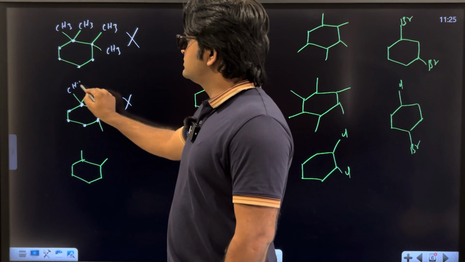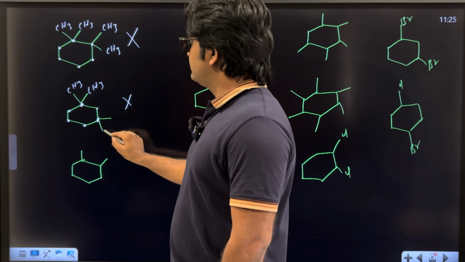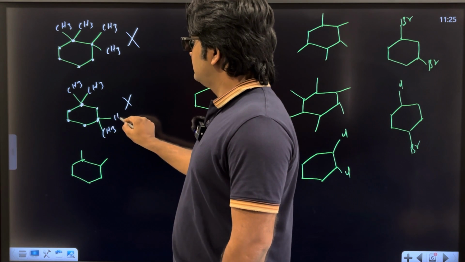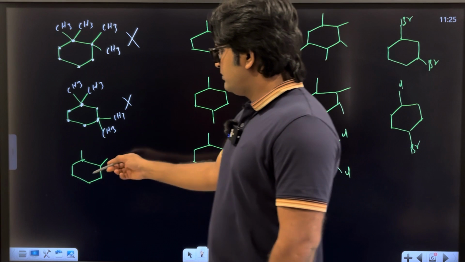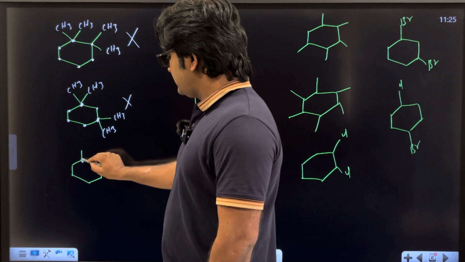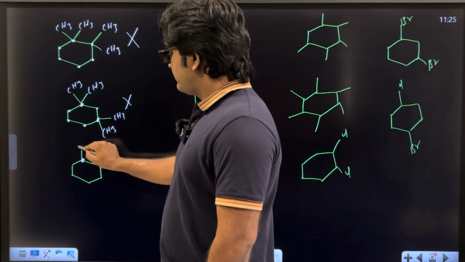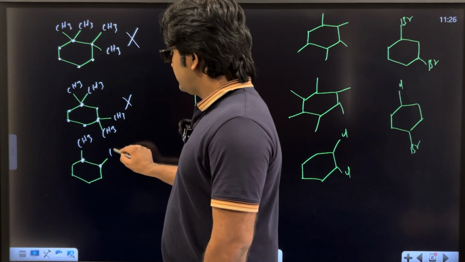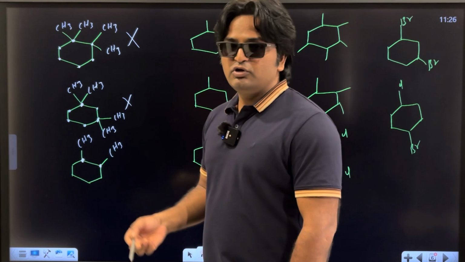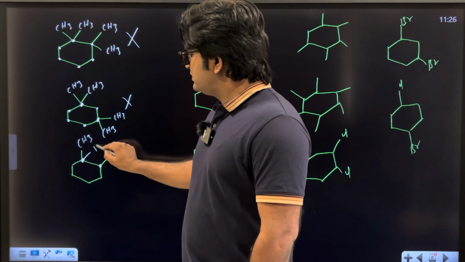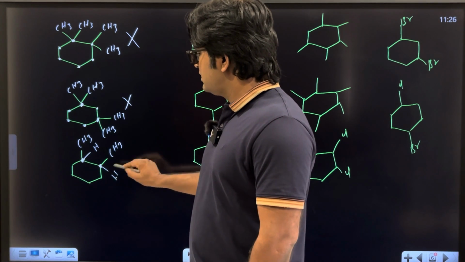Here a methyl group is given, here also methyl, methyl, again methyl, so no geometrical isomerism, identical groups are given. And come to this one, yes, you can try with these two carbon atoms. What is the given substitution? Methyl and methyl. Okay. Next, what is the fourth valency? Fourth valency is hydrogen.